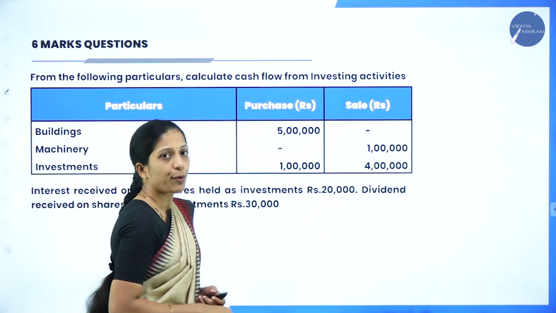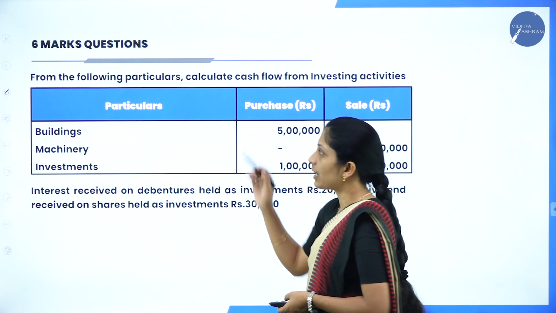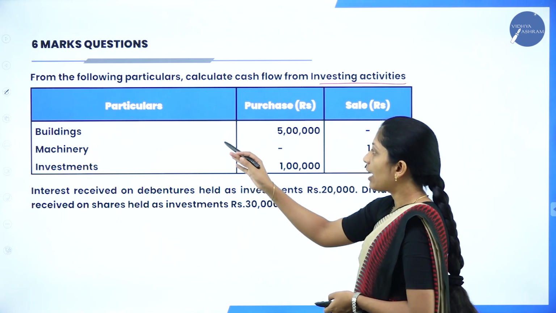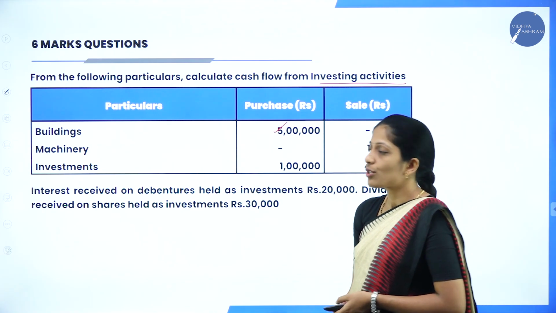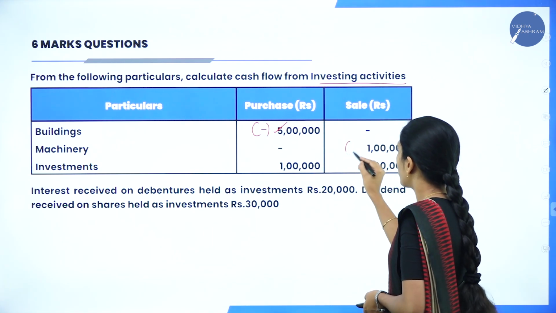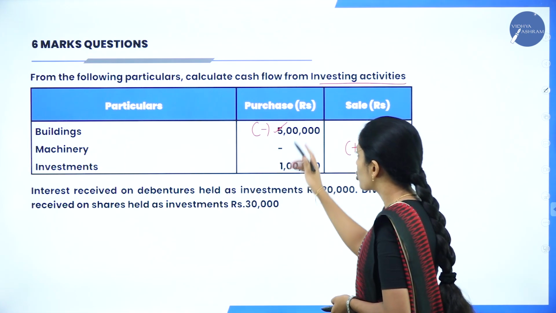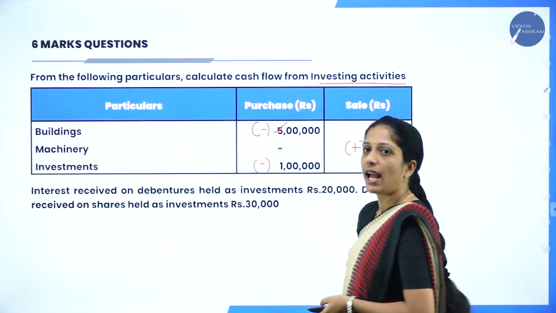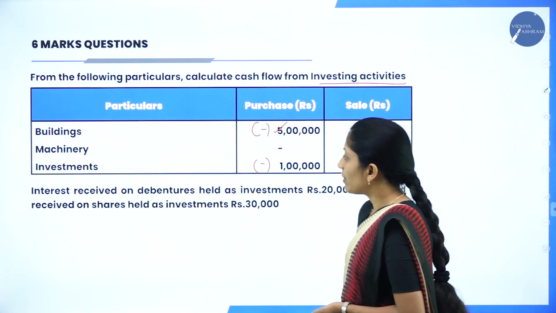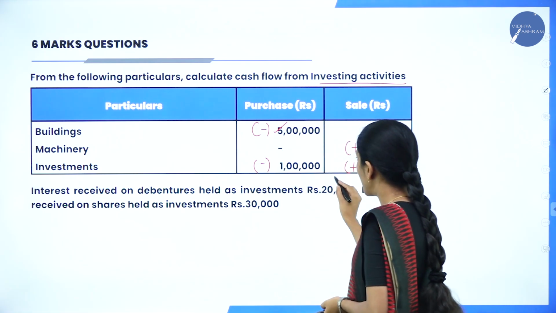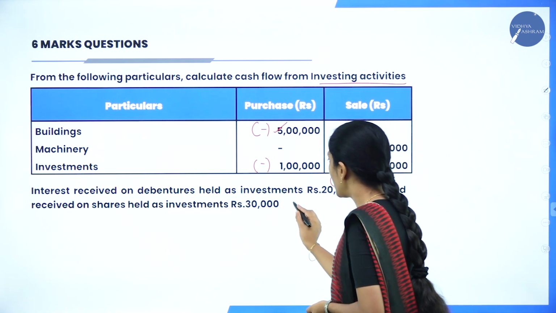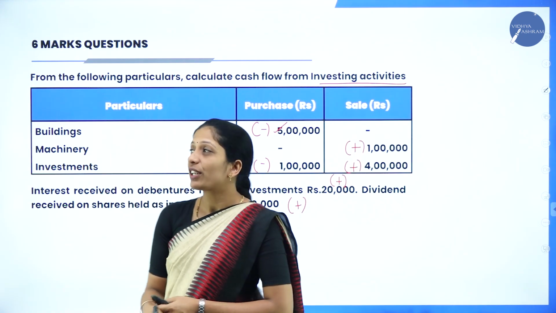Now moving on to the next problem. Here also you have to prepare a cash flow statement and find out the investing activities. They have given us purchase of building, so it is cash outflow, minus. Machinery sale, so you have to add. Next, investment purchase, so you have to minus 1 lakh. Again we have sale also, so you have to add 4 lakh. Next, interest received on debentures held as investment, so this is add. Dividend received on shares held as investment, this is also add. So hope you are clear about the problem.